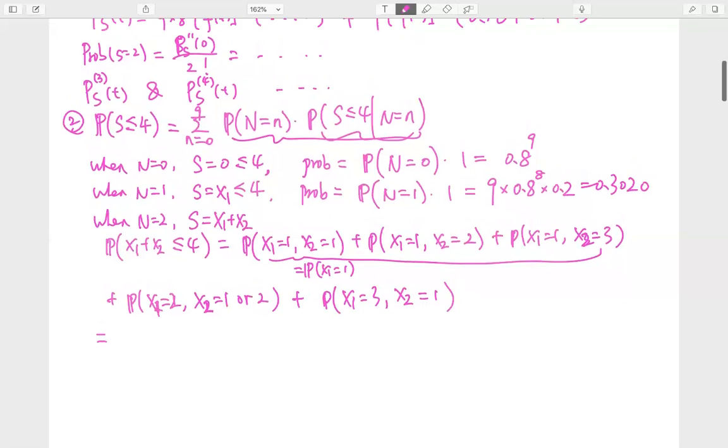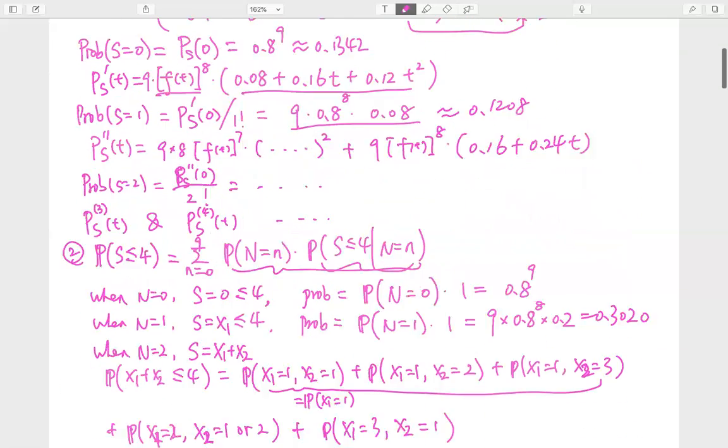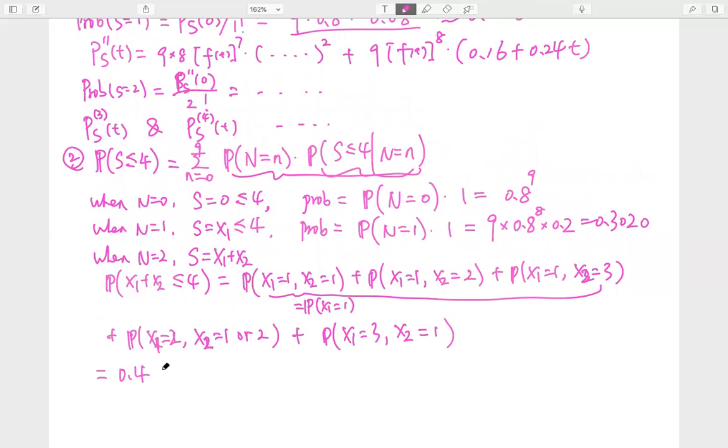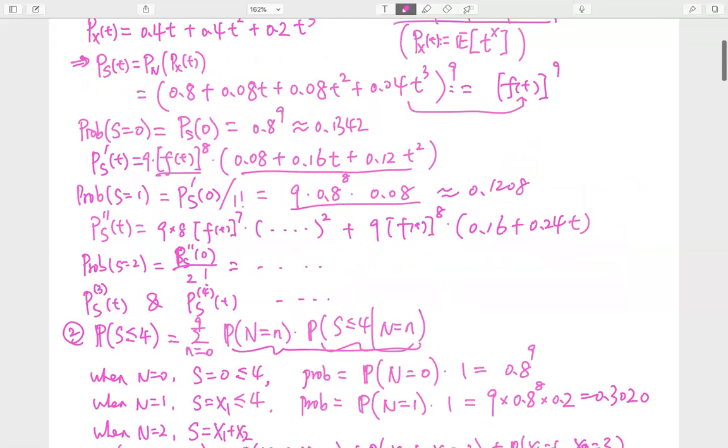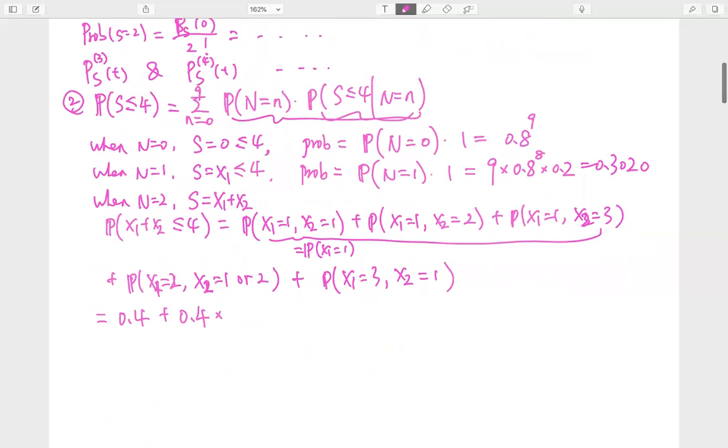So let's compute the probability. X1 equals 1 is 0.4. So when x1 is 2, it is 0.4 times (x2 is 1 or 2), so I need to add them together. It's 0.8. So finally, when x1 is 3, probability is 0.2. X2 is 1 is 0.4. So it's easily 0.8.